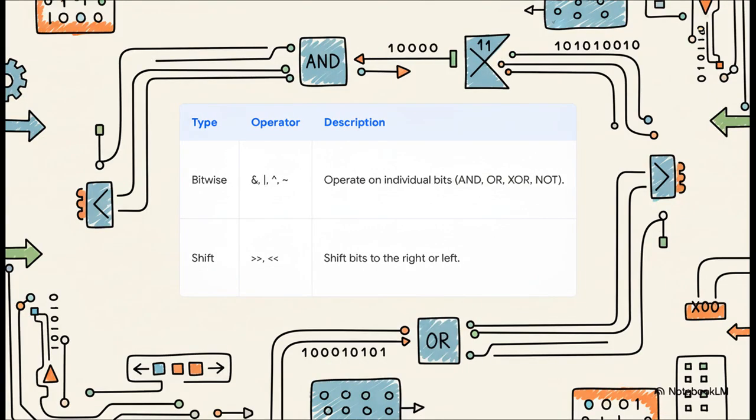And this is where you can really see the hardware focus of Verilog. Bitwise and shift operators. These let you get in there and manipulate the individual ones and zeros, the actual bits that are flowing through the circuit's wires. This is where you really get down to the metal, so to speak.